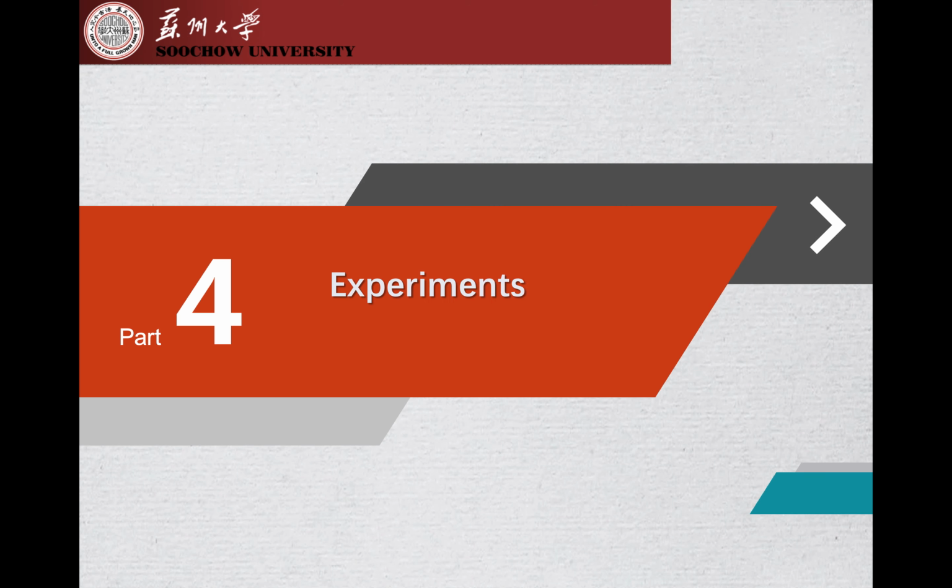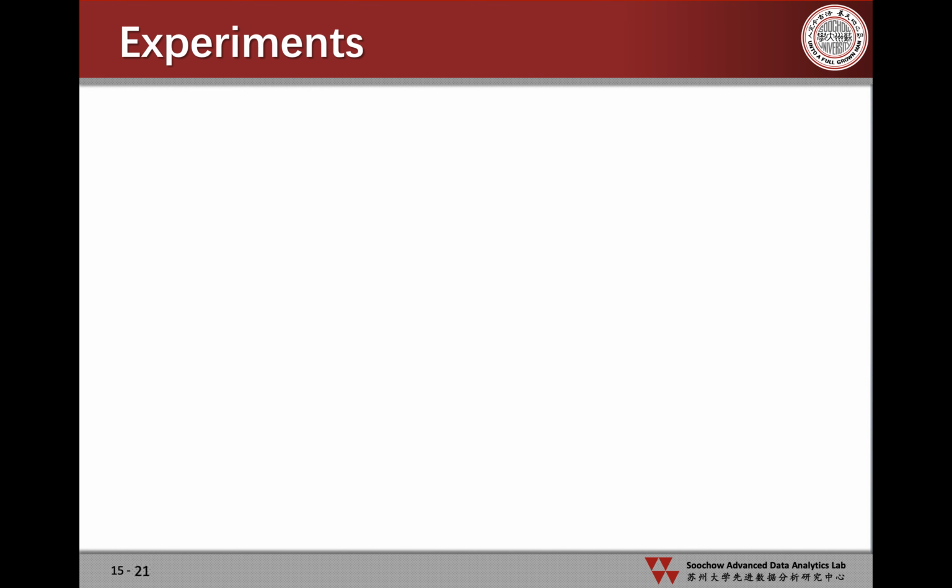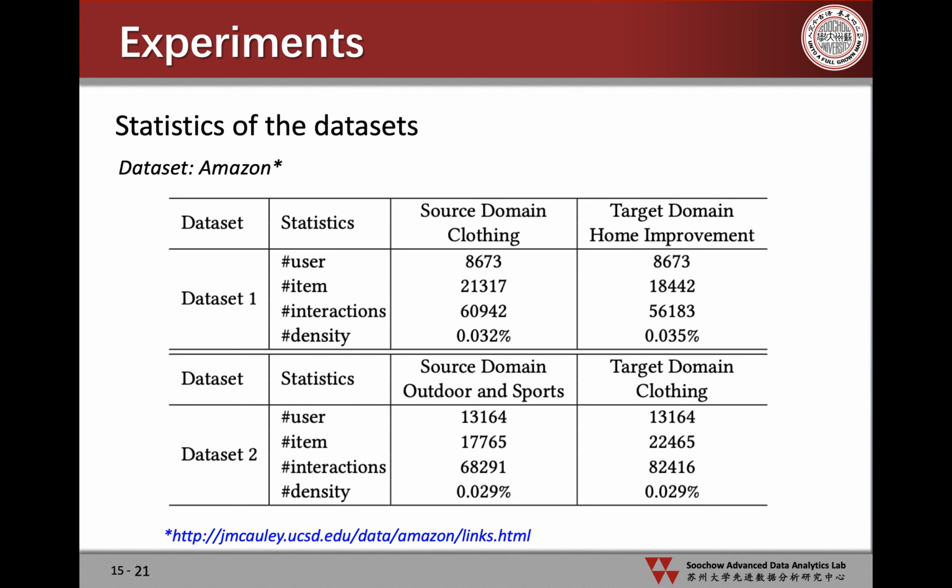Okay, part 4, experiments. We studied the effectiveness of our proposed approach on a real-world public dataset, Amazon, with different kinds of domains. It contains product reviews and metadata from Amazon, which has been used to evaluate the performance of various approaches. Here are the statistics of the datasets.